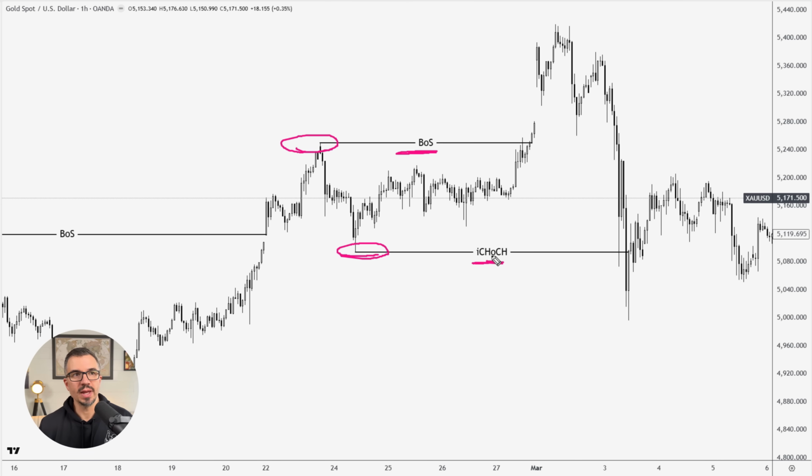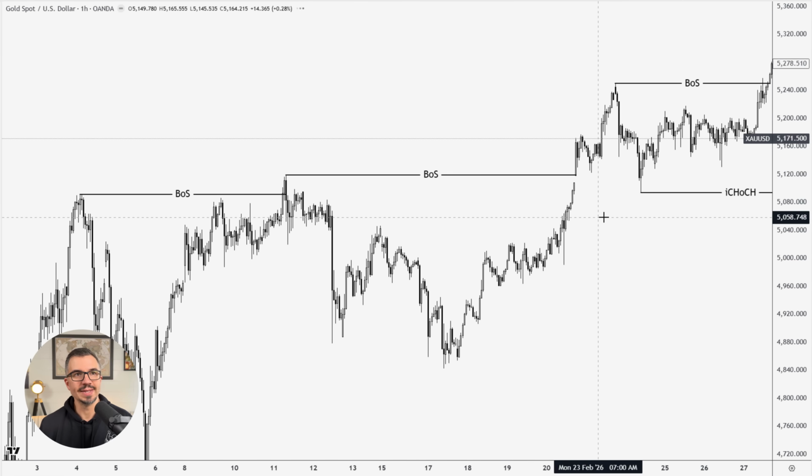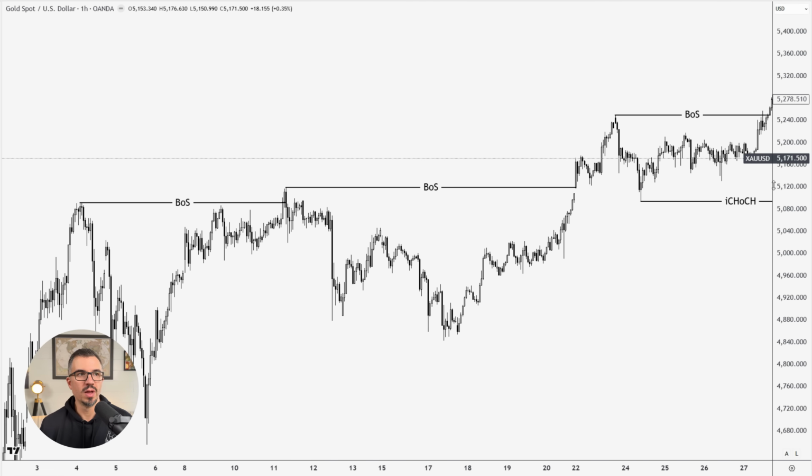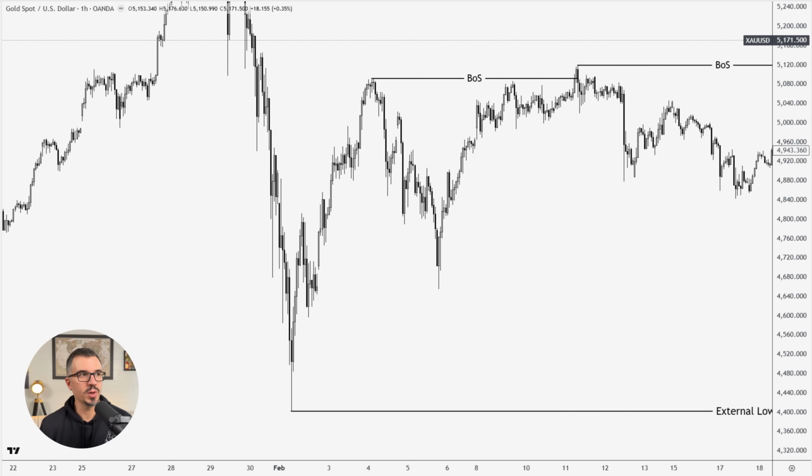It's internal because if you look at this structure, what's key here is that this low was pretty shallow relative to this rally. And the way that we can see that is just compare it to what we saw before. So when you look at this market here, you had the rally up back here. Look at this pullback. This was pretty aggressive for a pullback. And then you had the move up here.